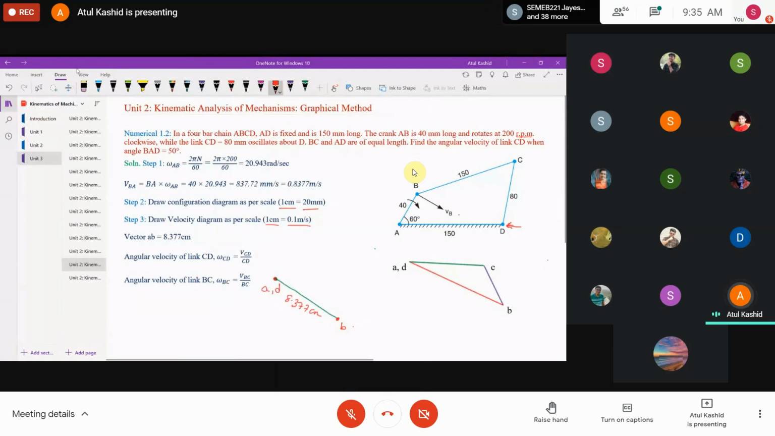Now what we'll do, we'll first draw the direction for the link CD in the configuration diagram. So as I know that the direction will be perpendicular to the link, so this is BC, right? Or this is BCD, right? So parallel to this, in the velocity diagram, I'm going to draw a line, right? So it will go like this. Just a moment.